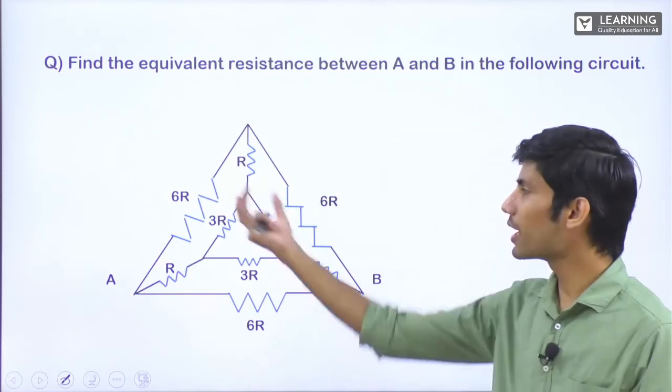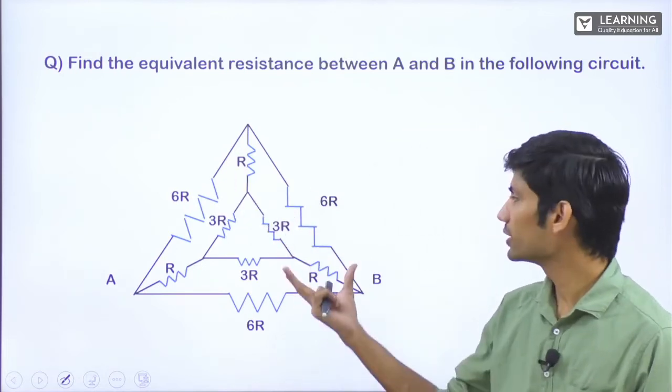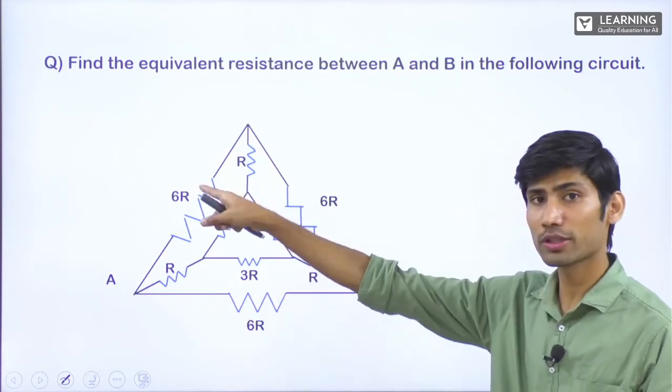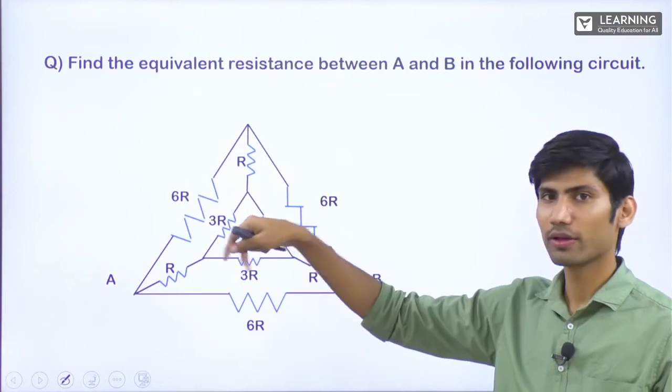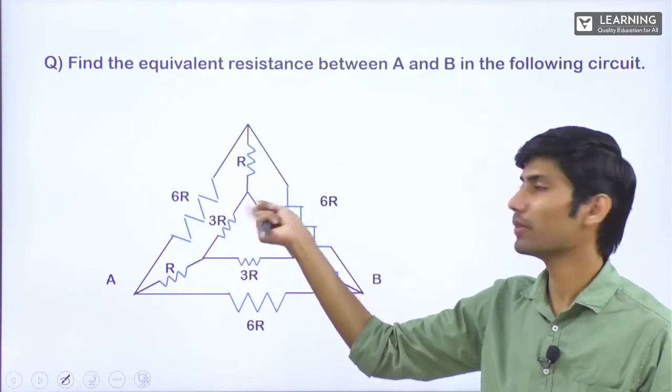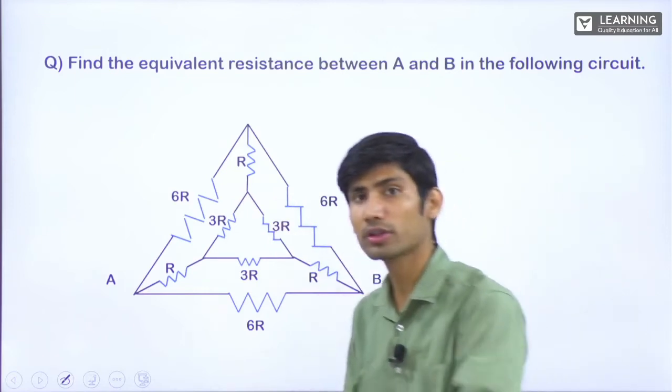If you don't know star to delta, you'll see this question and you'll leave it. Correct? There is one more way to solve this question, which is very easy, from which you will get the answer in just 10 seconds. That also I'll tell you. But before that, let me tell you how to solve this by star delta.